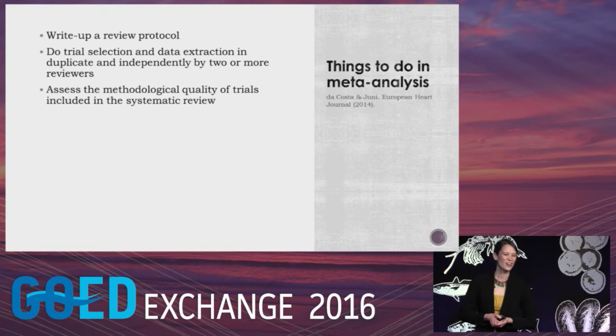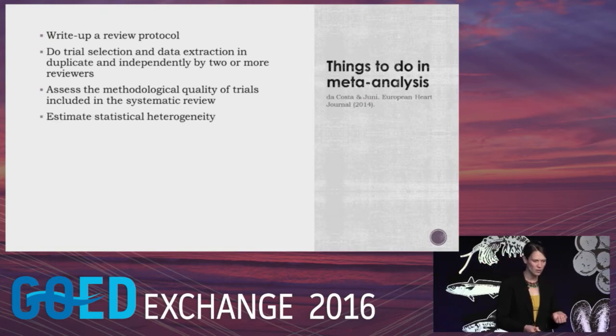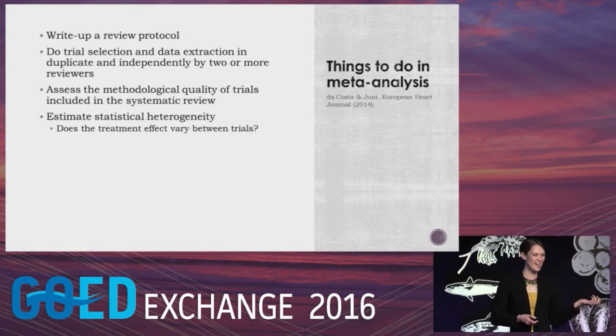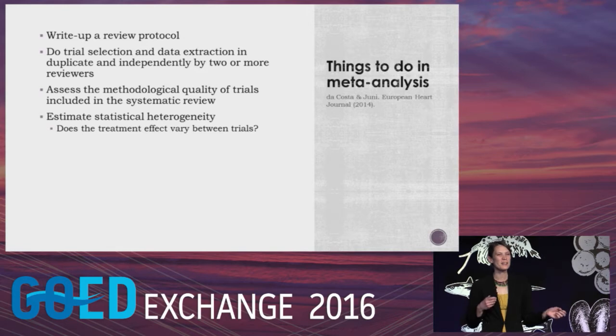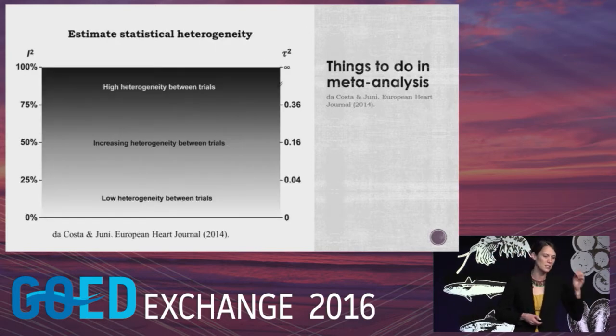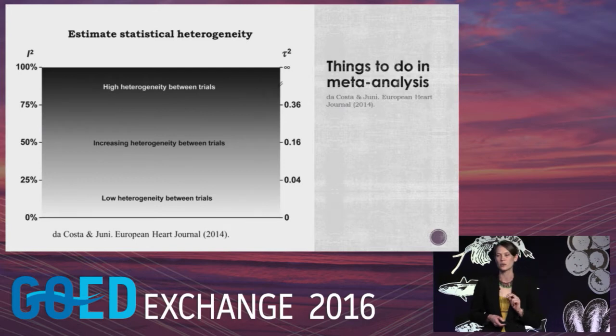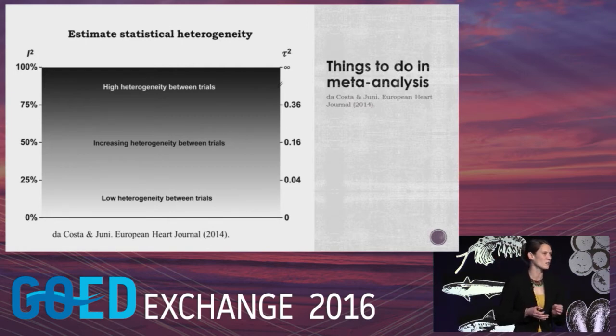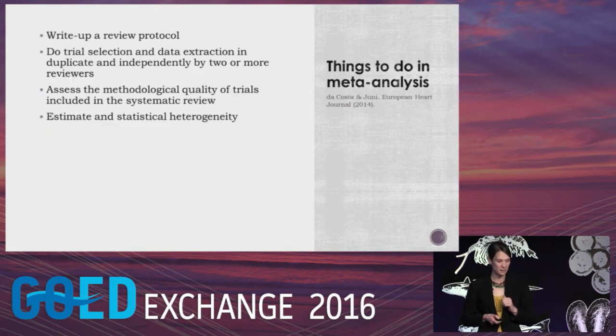Okay, next we want to estimate statistical heterogeneity. So what is that? It simply means, does the treatment effect vary between the trials? So we want to see that they've looked at it. And you're going to see one of two, maybe both of these statistics reported, I squared and tau squared. I'm not going to go over what they mean, but the lower those numbers are, the less heterogeneity there is between trials. Okay, so the more similar the results probably are. Okay, the higher the number, the more heterogeneity.